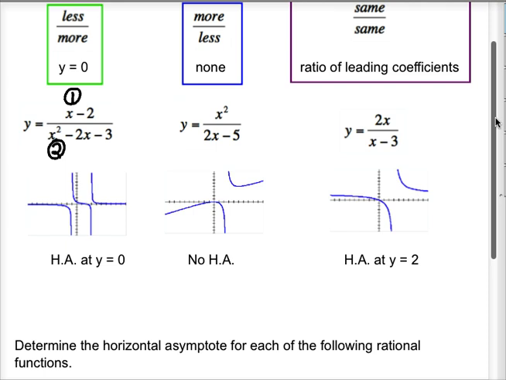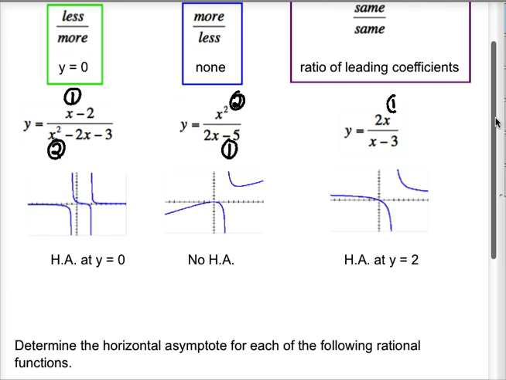When the degree on top is higher than the bottom, so here we have a degree 2 over a degree 1. When that's your case, you have no horizontal asymptote. Look at that graph beneath it. There's no horizontal line that your graph is approaching. So we say that there's no horizontal asymptote. More over less is none.